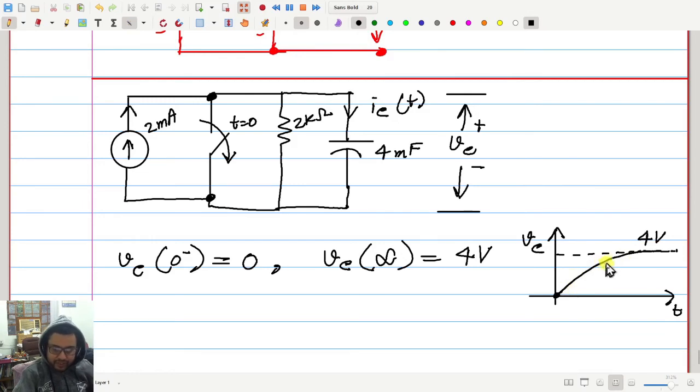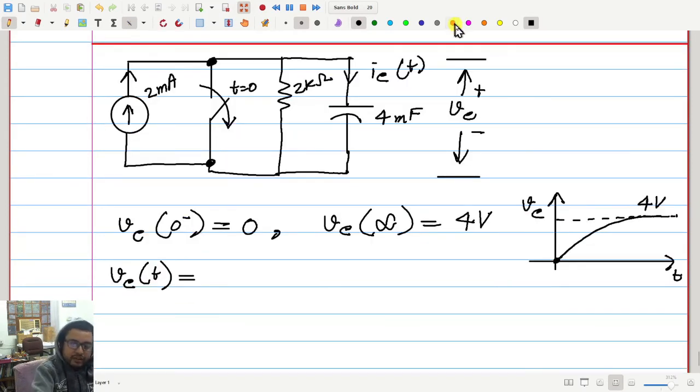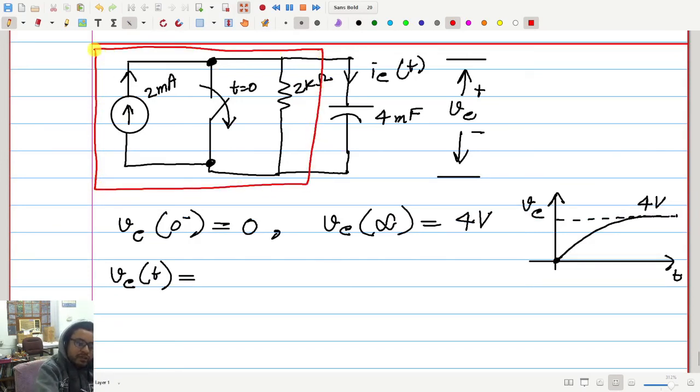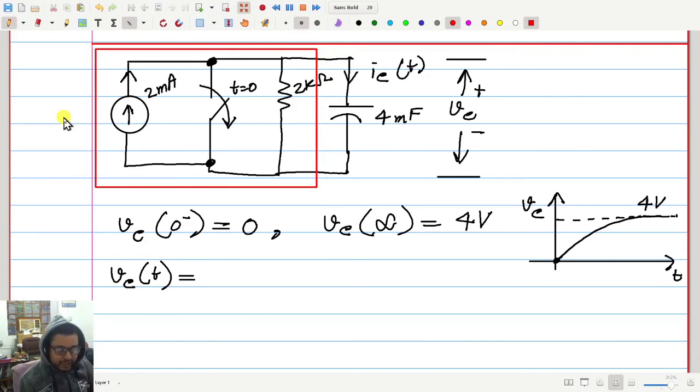You can convert this into a Thevenin circuit. We can convert this into a battery and series resistance. We can use the Norton theorem, but as you are suggesting, we will convert this part into its Thevenin equivalent. What will be the Thevenin equivalent? RTH will be 2 kilo, in series.